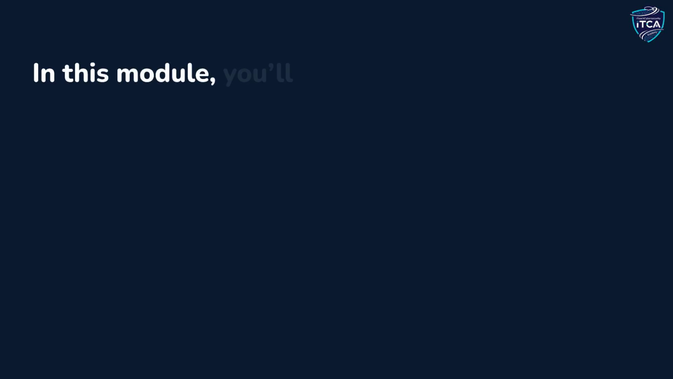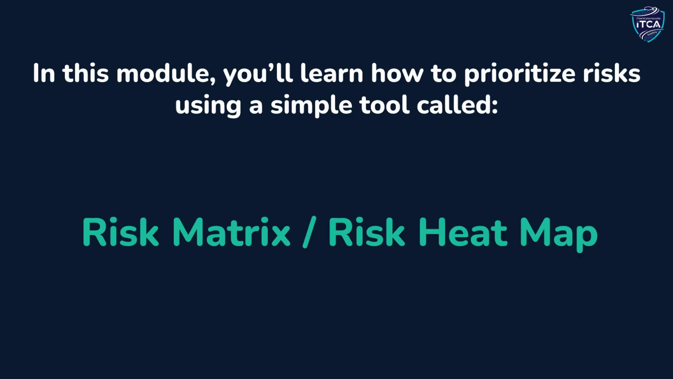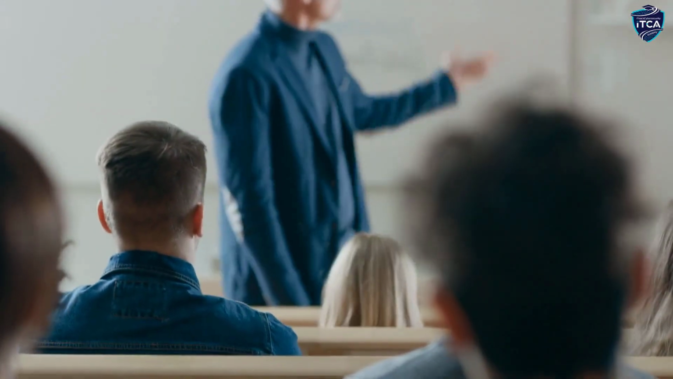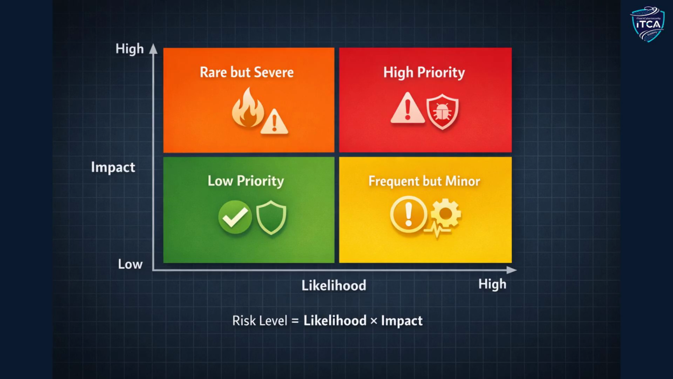In this module of Information Security Assessment, you'll learn how professionals prioritize risks using a simple but powerful tool known as the risk matrix, sometimes called the risk heat map. This lesson is designed for beginners, students, and anyone who wants to understand how cybersecurity decisions are actually made in organizations. The key idea behind risk analysis is prioritization.